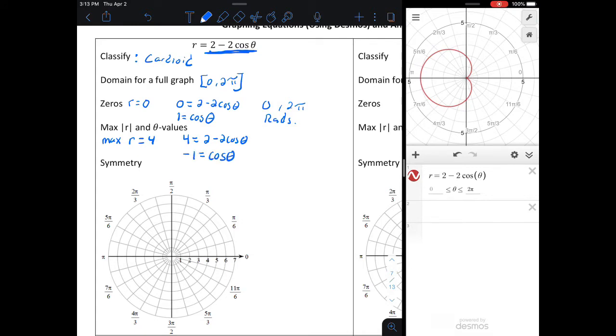Well, cosine produces a value of negative 1 at pi radians. So when theta is equal to pi. So by hand, that's how I would do that. And we'll classify the symmetry where you look over on the right-hand side here, and it is symmetric about what would be considered the x-axis, but in terms of polar graphs, we'll say that it's symmetric about the polar axis.